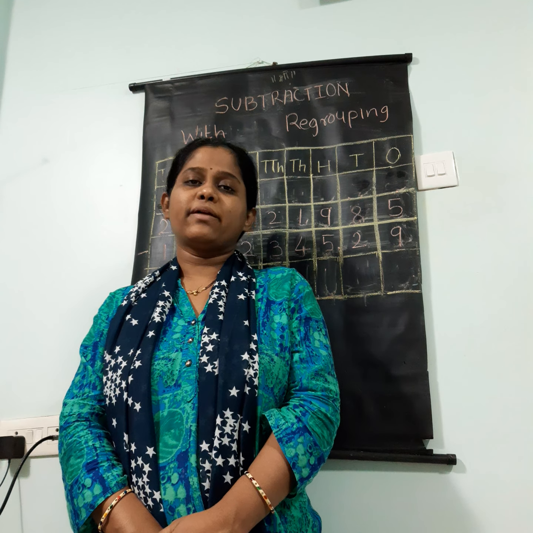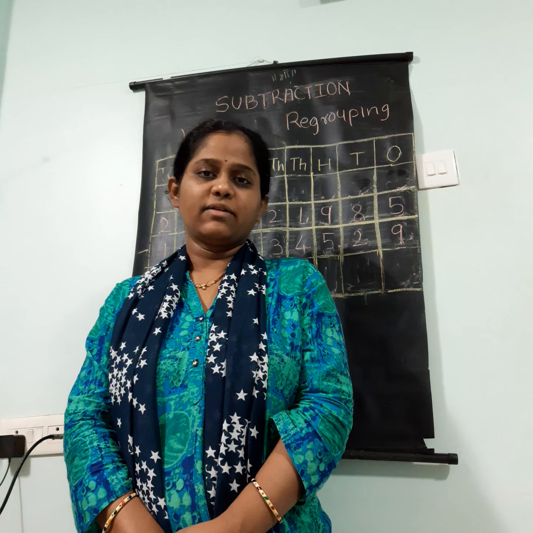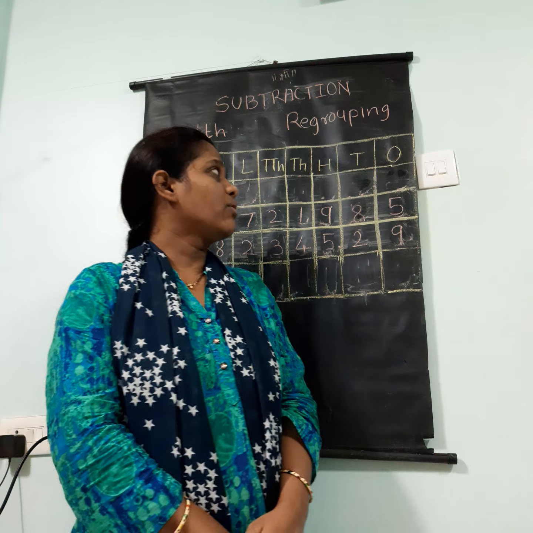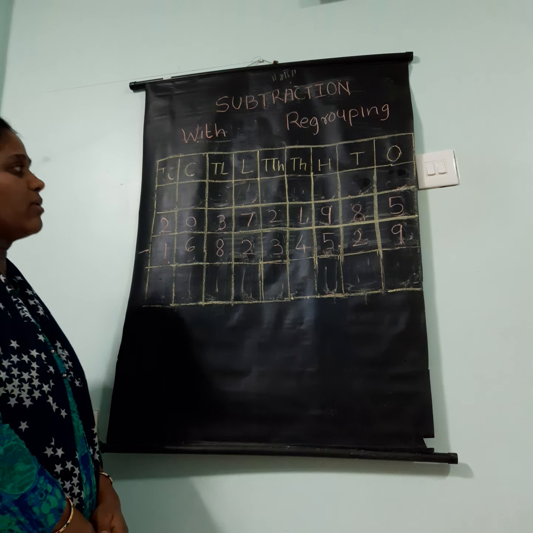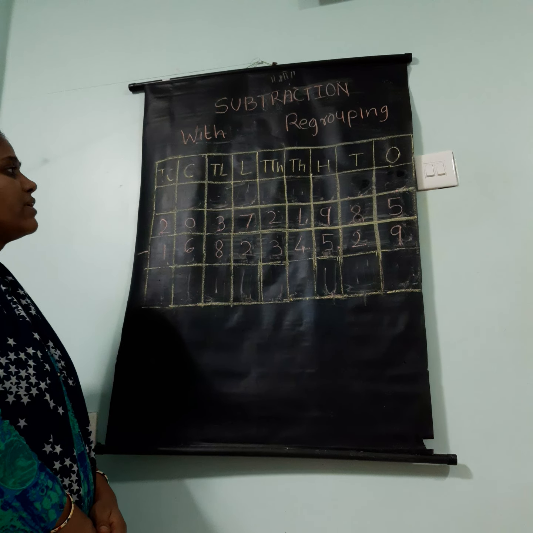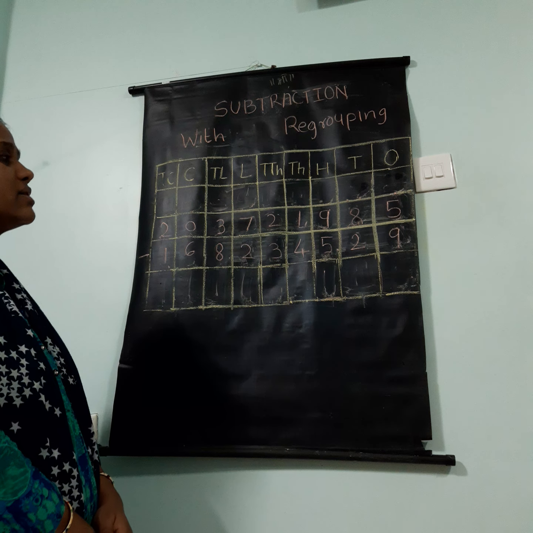As you know, subtraction means finding the difference of two numbers, where you subtract from the minuend and get the answer as the difference, right? Here we are going to solve one more sum of regrouping, which I have copied from your book exercise. The first step is always writing your place values and then copying the sum.